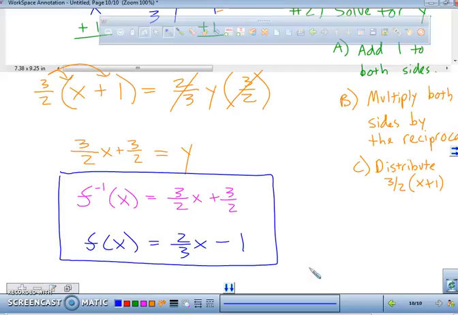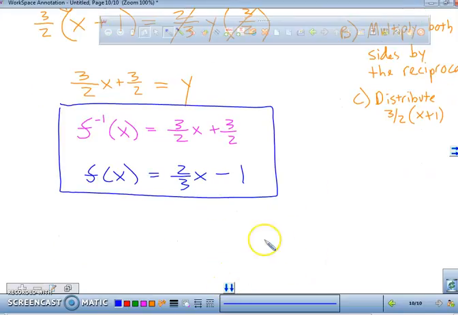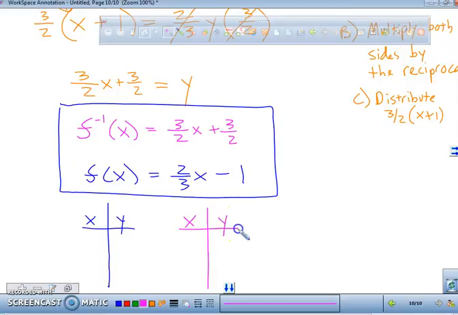Okay, so we're going to get our graphing calculators, and we're going to look at some ordered pairs. I'm going to make ordered pairs with the f of x function, and I'm going to make some ordered pairs with the f of -1 of x.